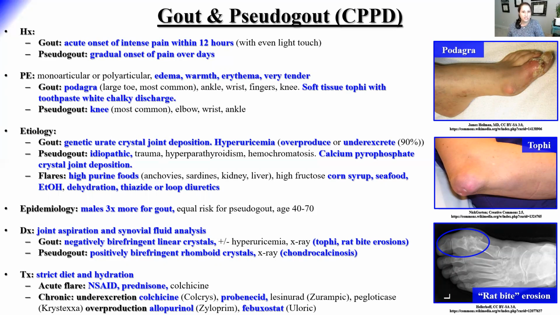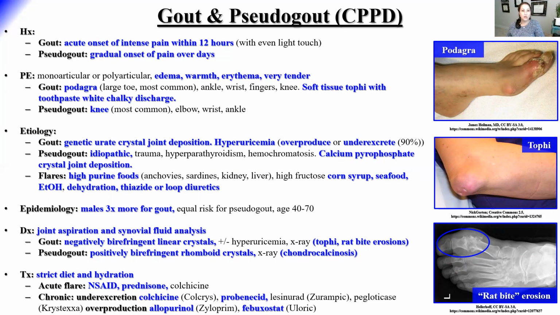So it's not a purulent drainage, but it's a thicker, whiter toothpaste-like substance. Both of these are crystalline arthropathies, meaning that it's crystals that are depositing in the joint and causing irritation in the joint lining. In gout, it's going to be uric acid crystals, and this is highly genetic. They have this because they have high levels of uric acid in their blood, so hyperuricemia. They can either overproduce that uric acid or, more commonly, they will underexcrete that. So 90% of gout patients are going to be underexcretors.